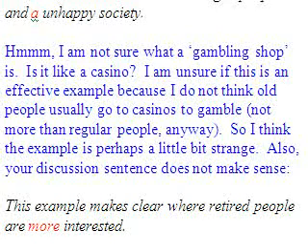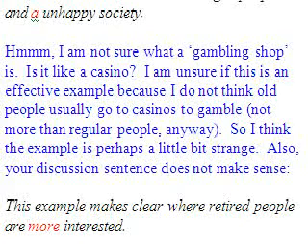And my comments were just that I'm not really sure what a gambling shop was, and I asked them, is it like a casino? I'm unsure if this is an effective example, because I do not think old people usually go to casinos to gamble, not more than regular people anyways. So I'm not sure. Maybe in this student's country it's true. Maybe old people do go to casinos a lot. But the time I spent in Dubai, and I know in Canada, and I've also been in China now for a little while, I've never really known old people to be really big into wasting their money in casinos or gambling. Not in my experience anyways. So I think the example is a little bit weak, because it's hard to see that that's actually a true thing.